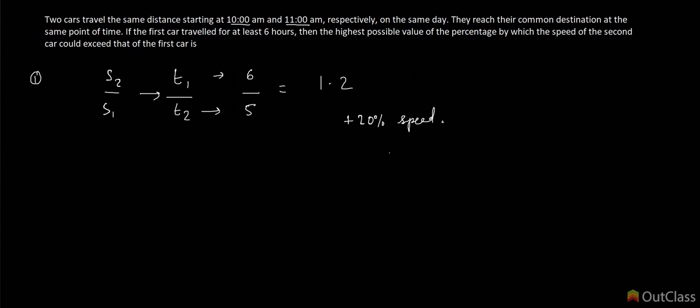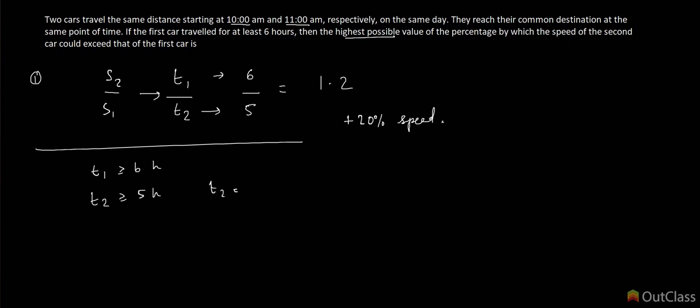I have not bothered to see whether this plus 20% is the highest possible value or the lowest possible value. If you want to be more rigorous about it, you can say something like T1 is greater than or equal to 6 hours, it is given. T2 is therefore greater than or equal to 5 hours. And so basically if I take T2 as X, our time ratio T1 by T2 is X plus 1 by X, where X is greater than or equal to 5.